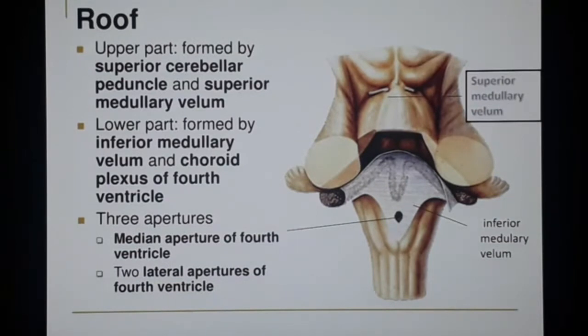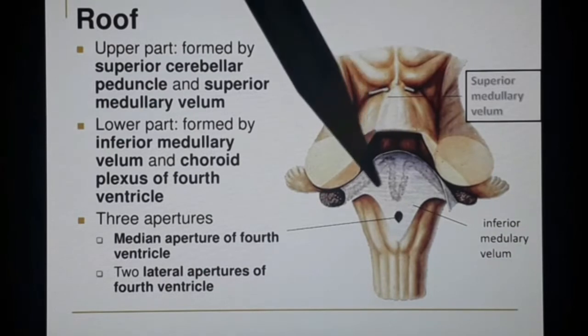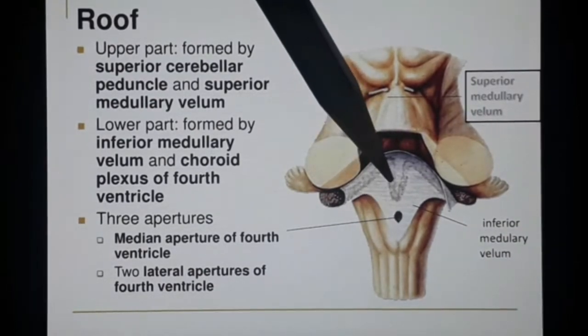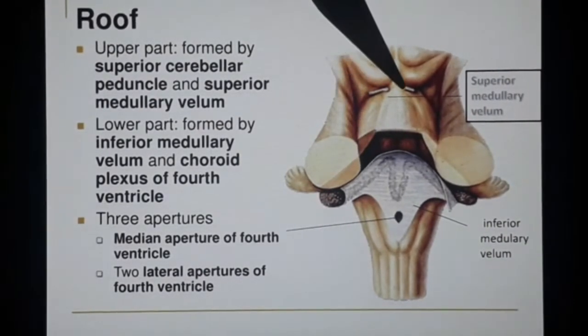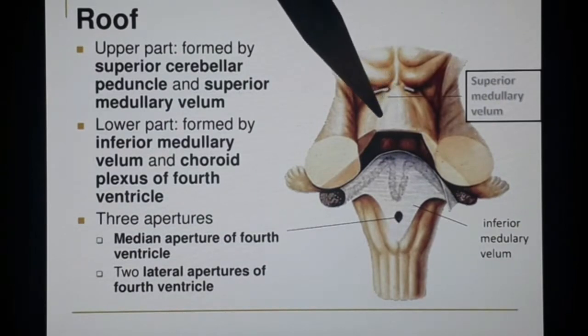So as I have told you, the fourth ventricle contains a roof. The roof is tent shaped. You can see the roof is forming two surfaces. There is an upper sloping surface and there is a lower sloping surface. The upper sloping surface is formed by a thin sheet of white matter known as the superior medullary velum.